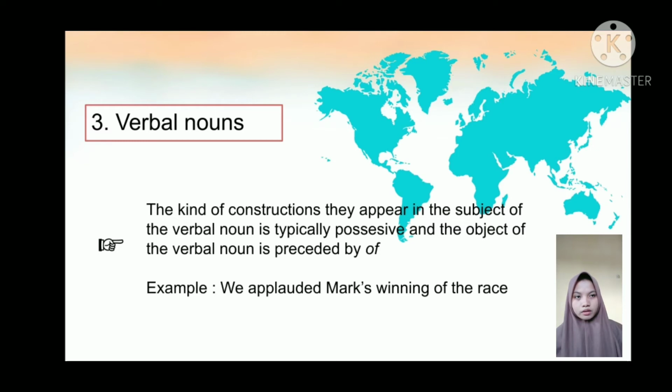Verbal nouns. In the kind of constructions they appear in, the subject of the verbal noun is typically possessive, and the object of the verbal noun is preceded by "of". For example, we applauded Marcus's winning of the race. The next material will be presented by Rida Nurmala.